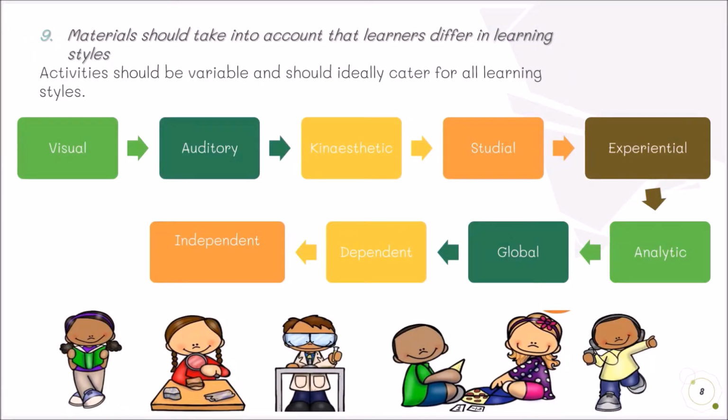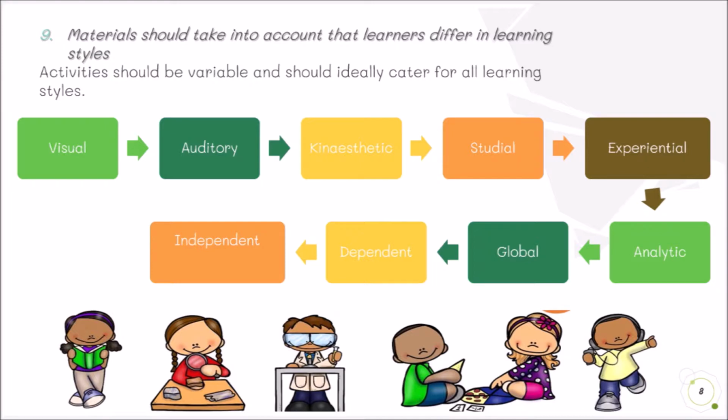9. Materials should take into account that learners differ in learning style. This is very important because activities should be variable and should ideally cater for all learning styles. In this case, we have 9 learning styles that include visual, where learners prefer to see the language written down. Auditory, learners prefer to hear the language. Kinesthetic, where learners prefer to do something physical, such as following instruction for a game.